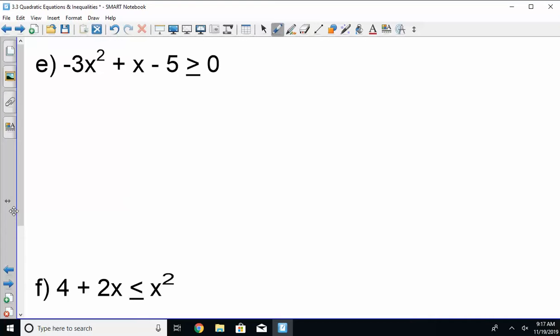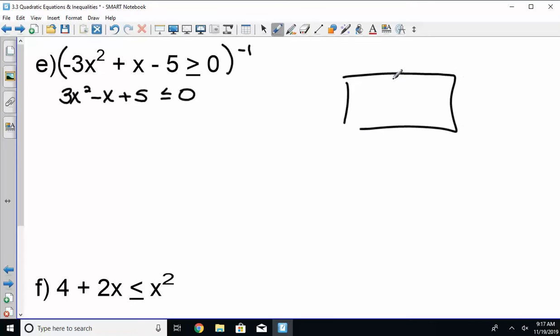Okay, on this one, what do we need to do first? Yeah, we can't do box method with a negative x squared. So if I take everything times a negative 1, what happens? Flip your sign. Okay. Now we can try box method. Multiply to 15, add to negative 1. Doesn't work, does it?